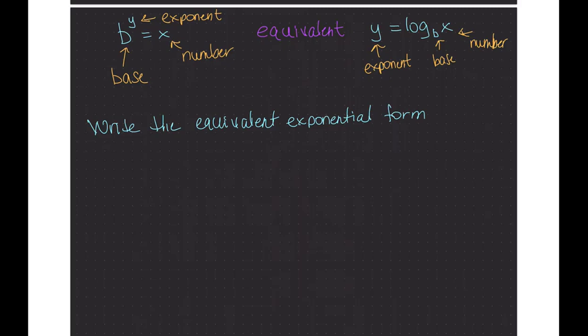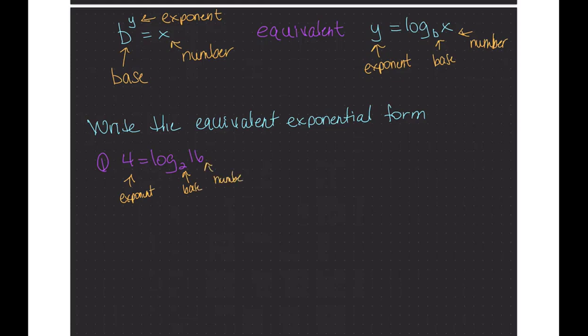So for problem number 1, we're going to say that we have 4 equals log base 2 of 16. So we just want to be able to convert this. It's written as a log, and we want to write it as an exponential. So if you need to, go through and label all of your parts. This 4 is going to be your exponent. Your 2 is your base, and your 16 is your number.